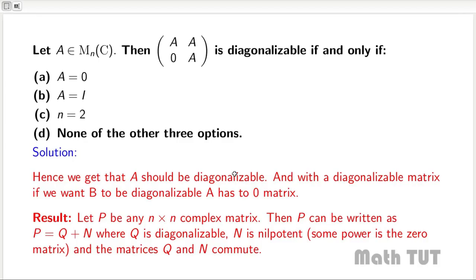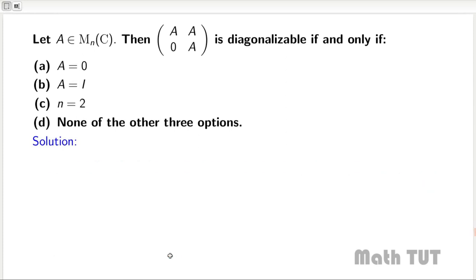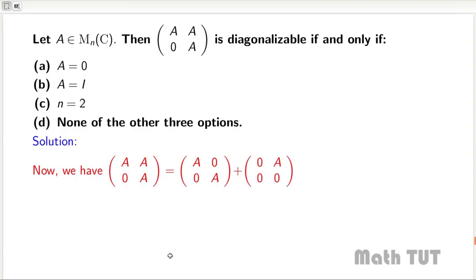So for every complex matrix we will get such matrices Q and N for which Q is diagonalizable and N is a nilpotent matrix, and this Q and N will commute. So here, if you just see this matrix, we can write our matrix as the sum of these two matrices. One is a diagonal matrix, another is a matrix of this form. In fact, this is a nilpotent matrix. You can go on squaring this matrix, it will become 0 after some time.